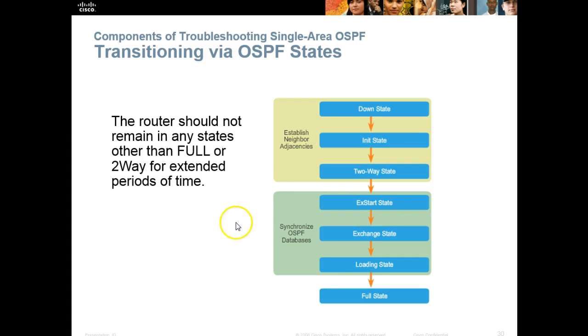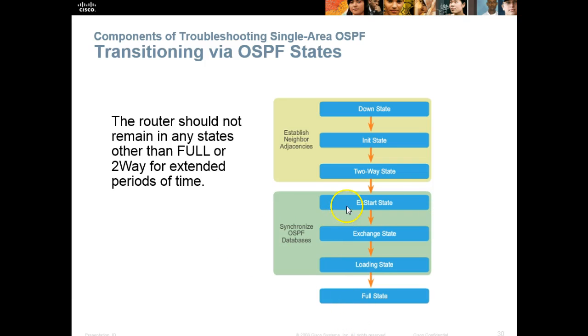All right. Now, when it's down, you establish neighbor adjacencies, figure out who you're talking to. That's where the DR, BDR come into play, and they're accepting LSAs from everybody. And then you go into the init state and the two-way state. And once you're there, you have to move out. If you're in the two-way for extended periods of time, something's wrong. You have to get to full state.